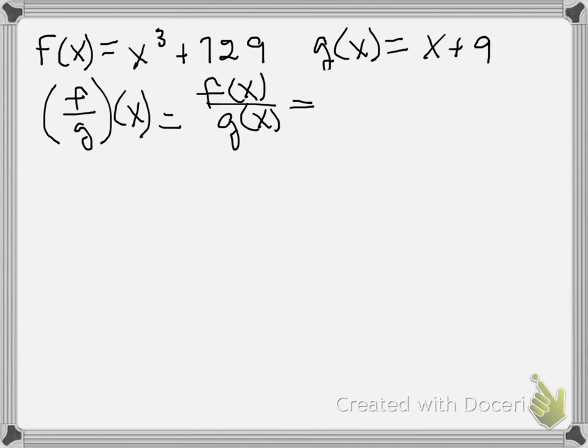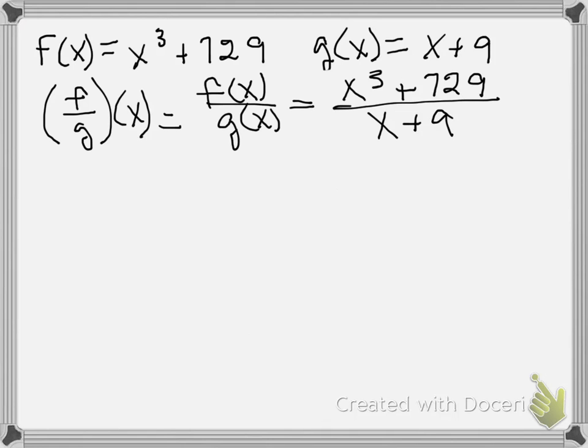All right, we'll replace them with their values. So f of x is x cubed plus 729, and g of x is x plus 9. All right, now we need to simplify our answer. Well, if we've got a rational expression, we're going to simplify it. We have to have a common factor that we can delete out of both numerator and denominator.